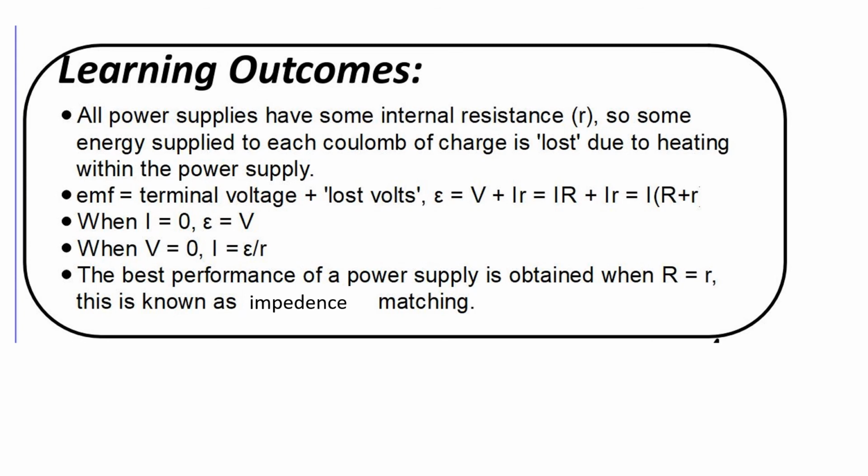When V equals 0, so this will be a short circuit, the current is equal to EMF divided by internal resistance. The best performance of a power supply is obtained when the load resistance is equal to the internal resistance of the cell. This is known as impedance matching.